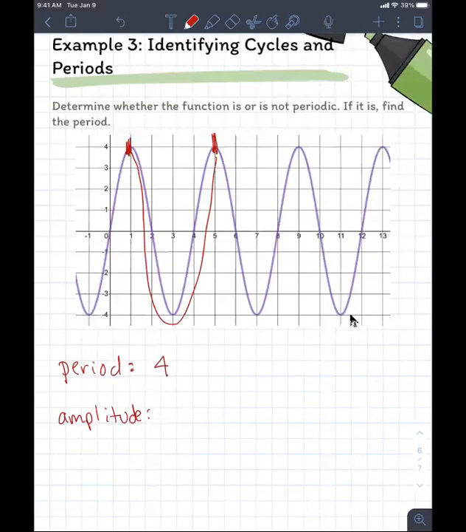How about the amplitude? Calculate the overall height from the bottom to the top and divide it by 2. What do you guys think the amplitude is? You guys are doing great. So the amplitude in this question, if we look at the top, it goes from 4 to -4. So that overall height is 8, and we divide it by 2, which is 4.